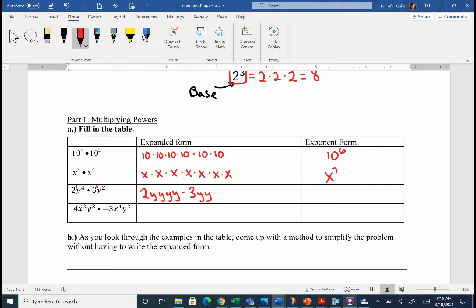So that actually ends up being, what can we do with the 2 and the 3? We can multiply those. We get a 6. And then how many y's do we have? We actually have 6 of those too. So go ahead and try out that last row. Think about, I have a 4 there. But what's the 4's exponent? I have a negative 3, but what is its exponent?